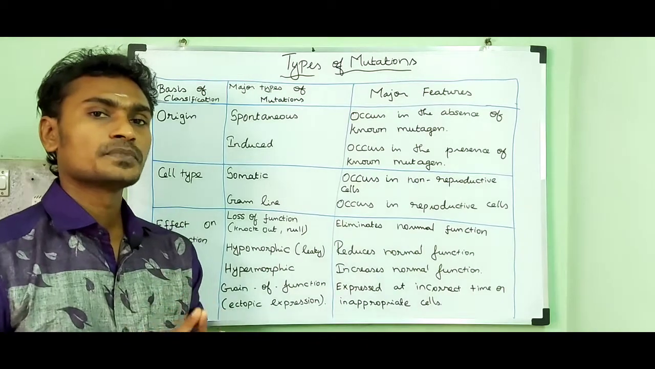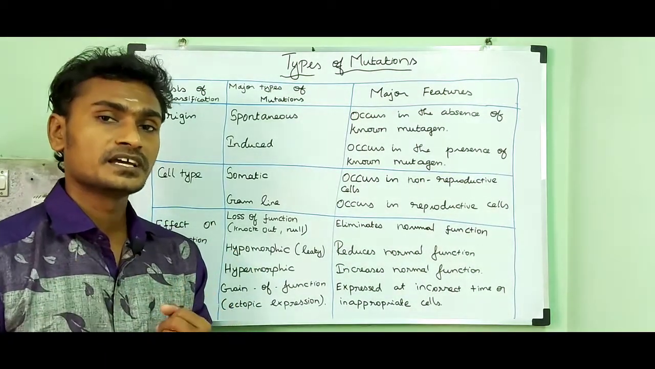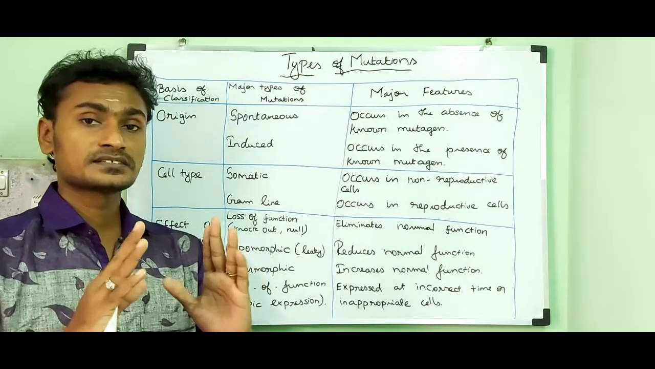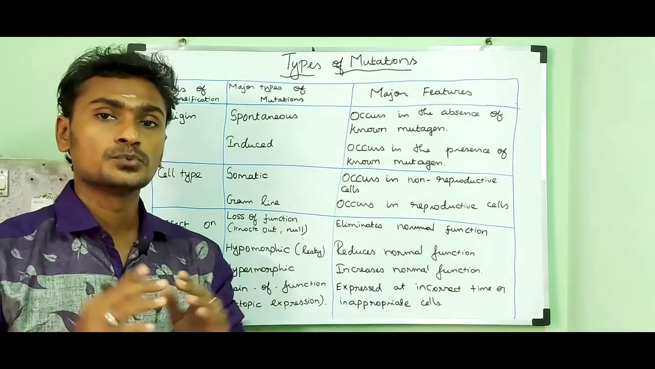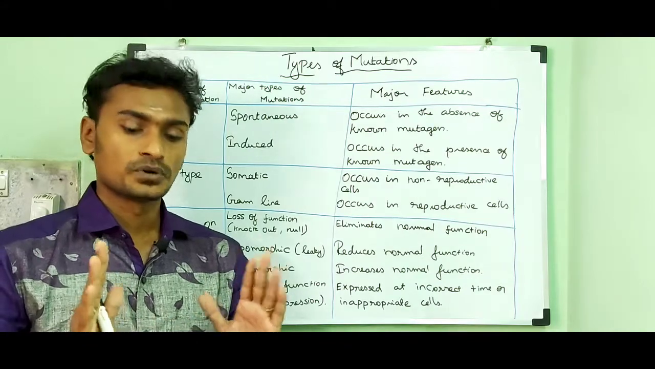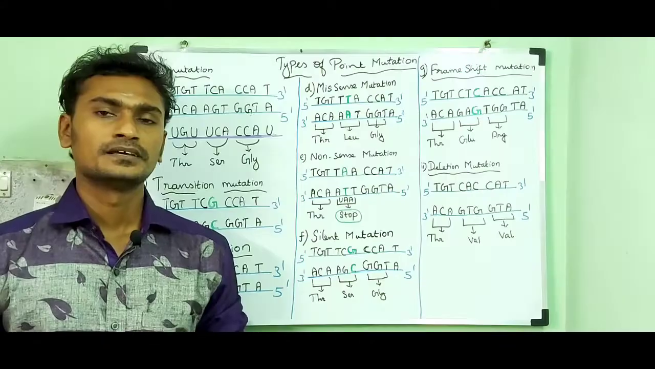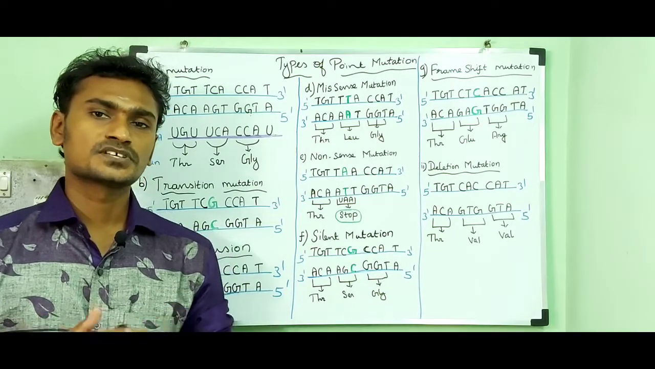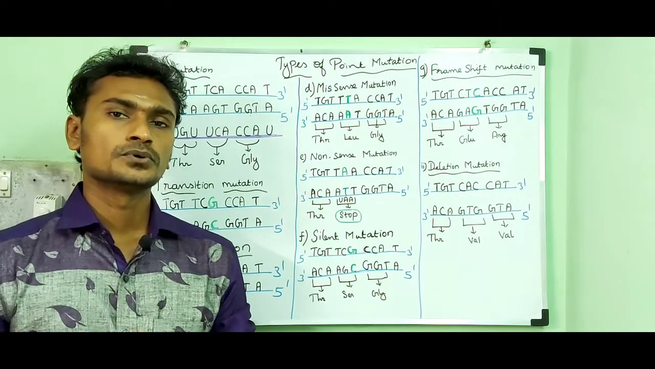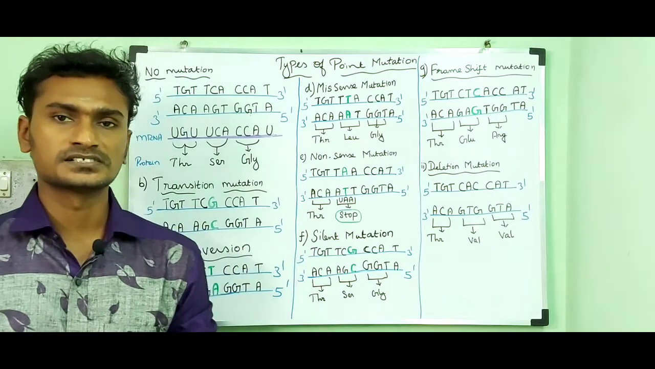Still we have two headings in basis of classification. They are molecular change and effects on translation. So we are going to discuss the two headings in point mutation elaborately, in detail. So please wait a minute. Let me teach you the types of point mutation. Before that, I would like to explain what molecular changes are and what effects on translation are.